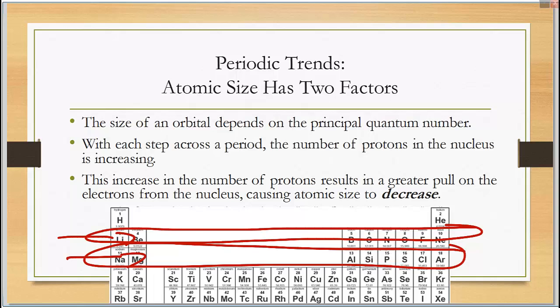With each step across a period from left to right, the number of protons in the nucleus is increasing, yet the principal shell is staying the same. So that means there are going to be more protons to attract those electrons at the same distance out, which means they're going to be pulled tighter and tighter. This increase in the number of protons results in a greater pull on the electrons from the nucleus, causing their size to actually decrease. So even though the numbers are going up from left to right, the size is going down because there are more protons in there to pull on them.